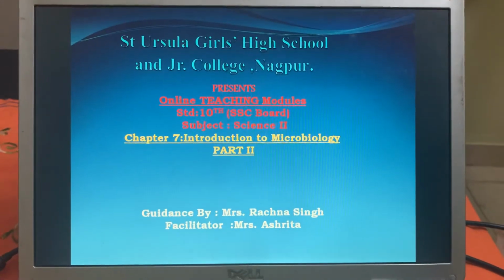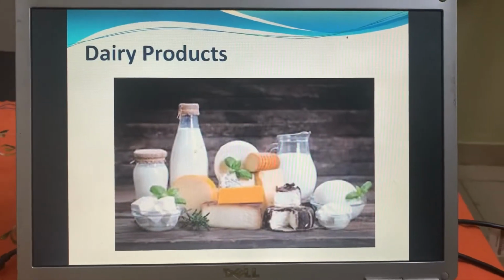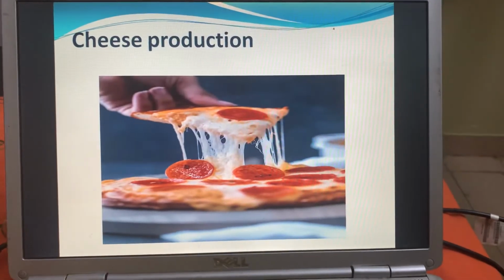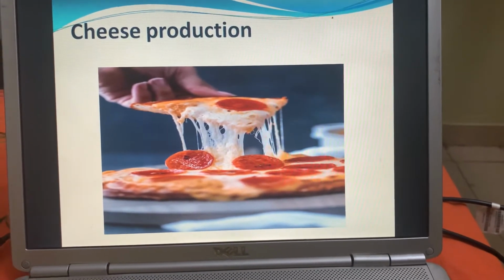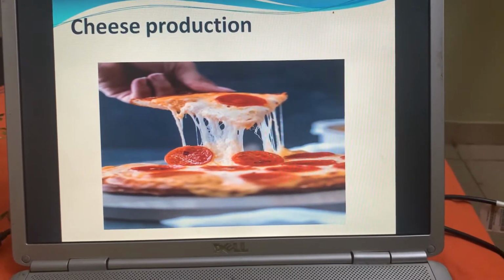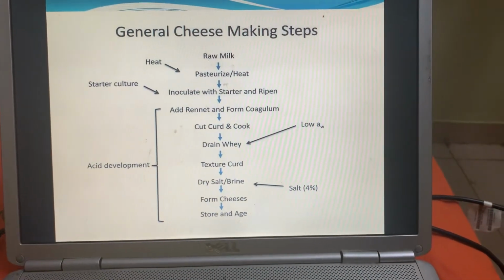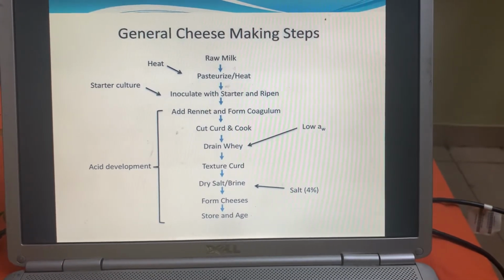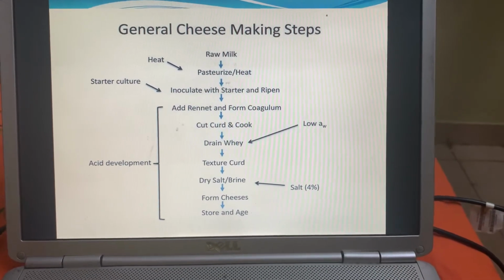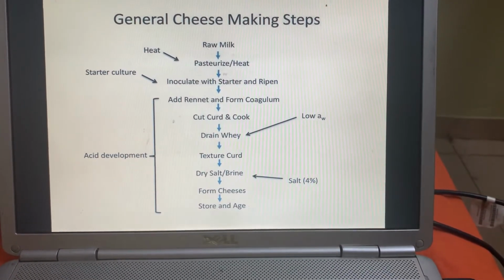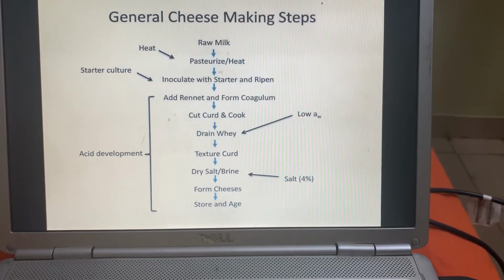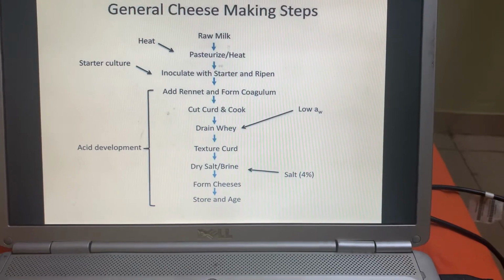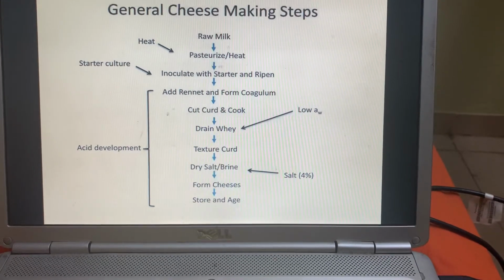In the earlier module, we studied about dairy products, yogurt products, butter, and production of cheese. Let us have a quick recap of what production of cheese was. First, raw milk was pasteurized. Then, the inoculant or starter was added and the milk was allowed to ripen. Then, rennet or the fungus was added so as to form a coagulum. Then, the curd was cut and cooked.